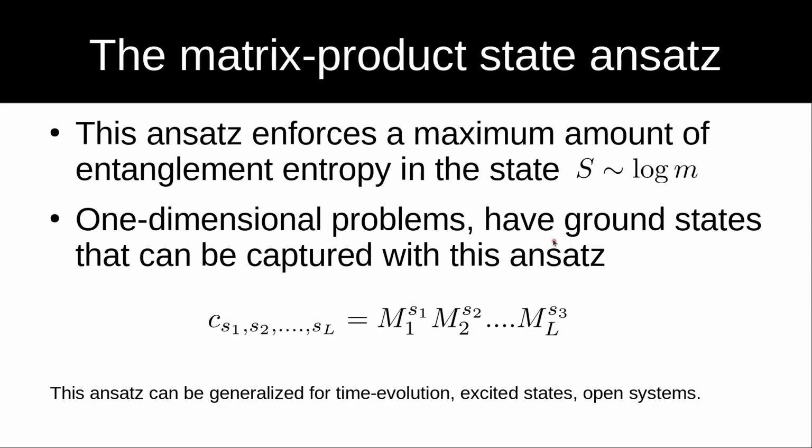And even though originally this type of variational algorithm was developed for ground state properties, we can actually use also matrix product states to compute up to a certain degree time evolution or excited states or open systems in one-dimensional systems, and sometimes even in two-dimensional systems, even though, of course, it becomes much more expensive.